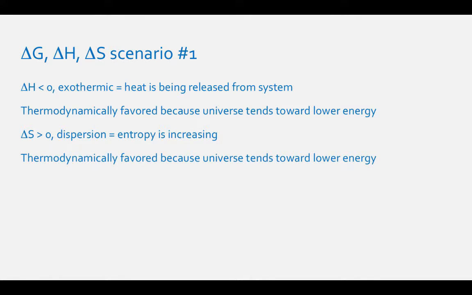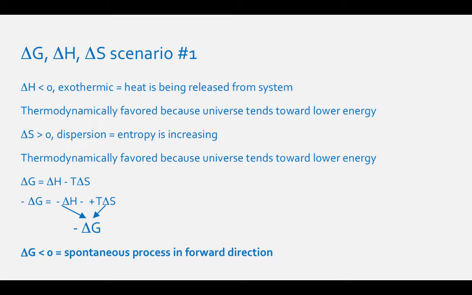So let's plug both of these signs into our delta G equals delta H minus T delta S equation. A negative delta H will make the delta G negative, and if we subtract something positive from a negative number, we will have an even bigger negative number. So a negative delta G indicates a spontaneous reaction in the forward reaction.